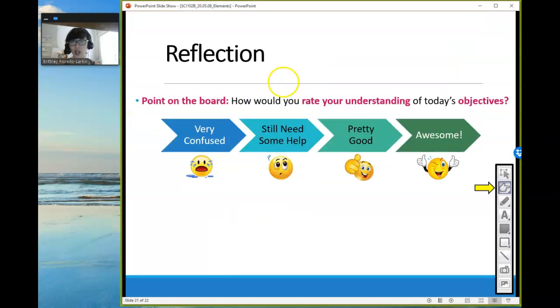All right, so at this point, all you need to do is make sure that you're reflecting on how well you understand our objectives for today, talking about elements, the periodic table, talking about fusion, talking about the theory of the atom. So make sure you pause the video, think to yourself, where are you at? And then moving on.